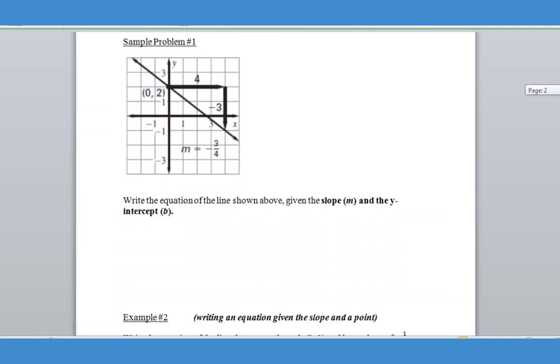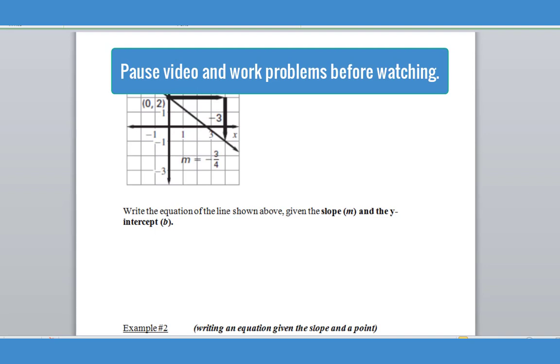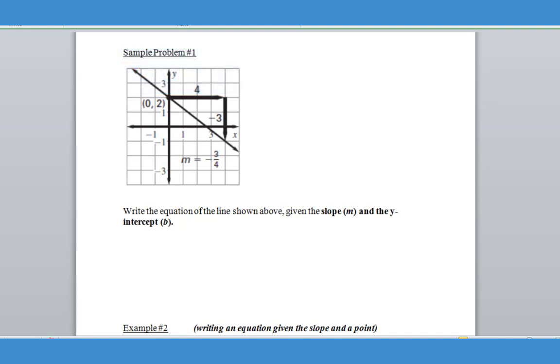Just go ahead and pause the video and work sample problem number 1. And we give you a lot more information in this graph, so it should be a little bit helpful for you. You didn't actually have to come up with it on your own. So go ahead and identify the appropriate parts and write the equation of this line in slope-intercept form.